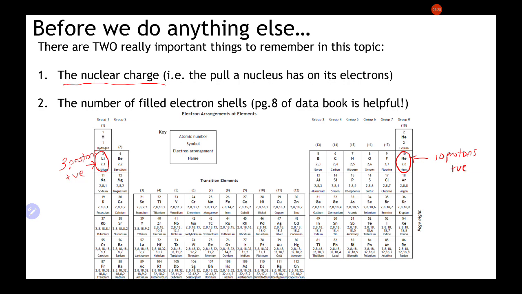So this page is actually still in the higher data book, for obvious reasons, because you do need to know how many shells there are in each element, and then how many electrons are in each shell as well. So again, just a wee reminder, looking down group 1, you can see hydrogen's only got 1 shell, lithium's got 2 shells, sodium's got 3, potassium's got 4, rubidium's got 5, and so on. So as you're going down the group, the number of shells increases. That is very important that you remember throughout this entire topic.